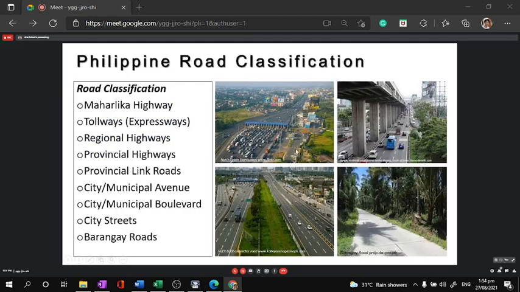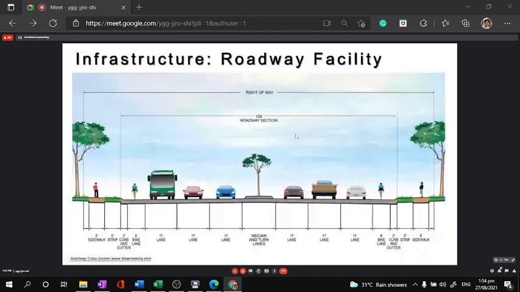And of course, we know that by road classification, we have a road hierarchy, mainly Maharlika Highway, and then we have expressways and tollways. We have regional highways that connects region, provincial highways that connects province, and provincial link roads which connect province to province commuting. We also have city roads, or we have avenue and boulevard, and we have streets and then barangay roads. Those are the classifications in the Philippines.